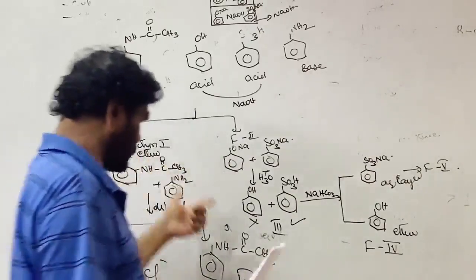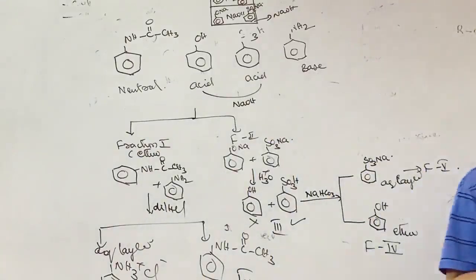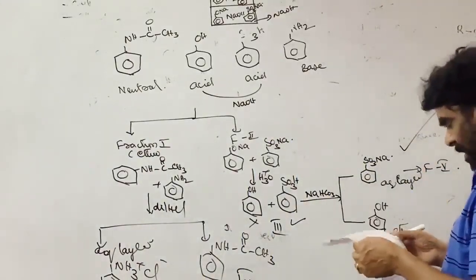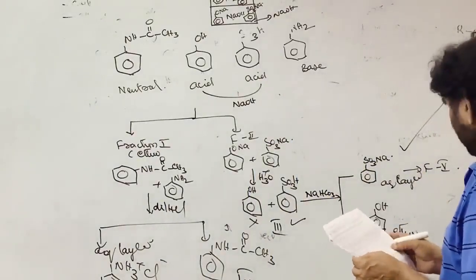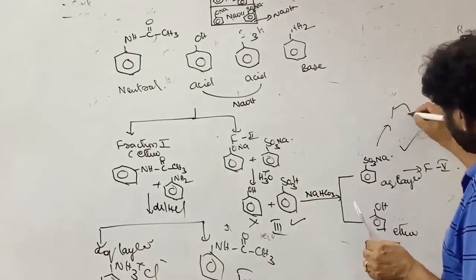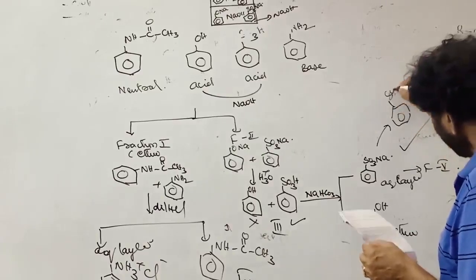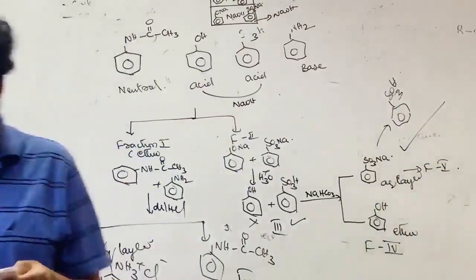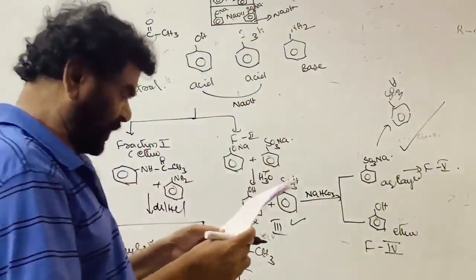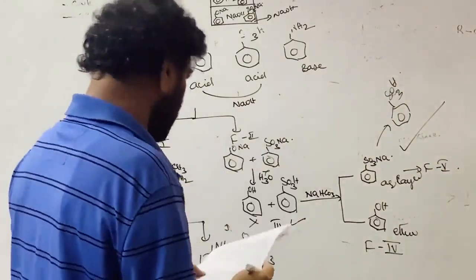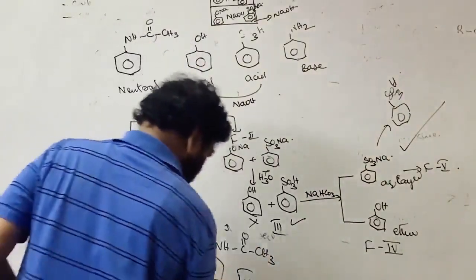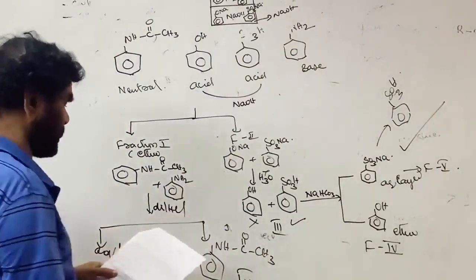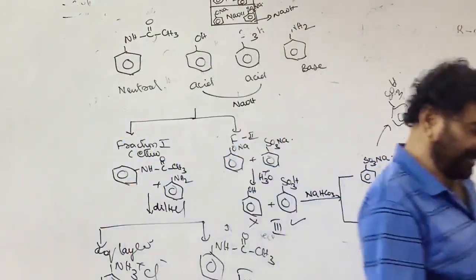Answer the following questions. Label all the fractions. What is fraction 5? On acidification and distillation it gives benzene sulfonic acid. So 34C is correct. Fraction 6 is the acetanilide, so 35A is correct.